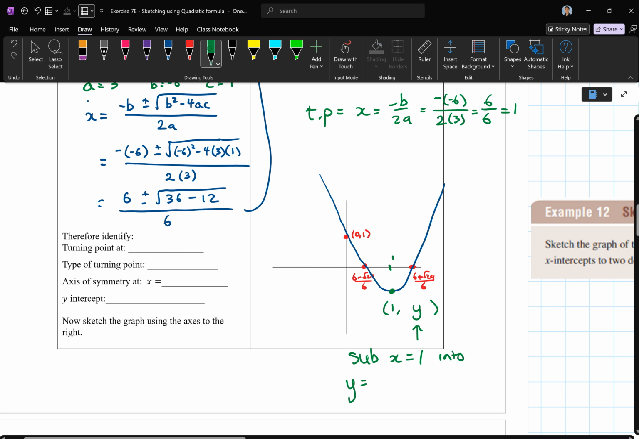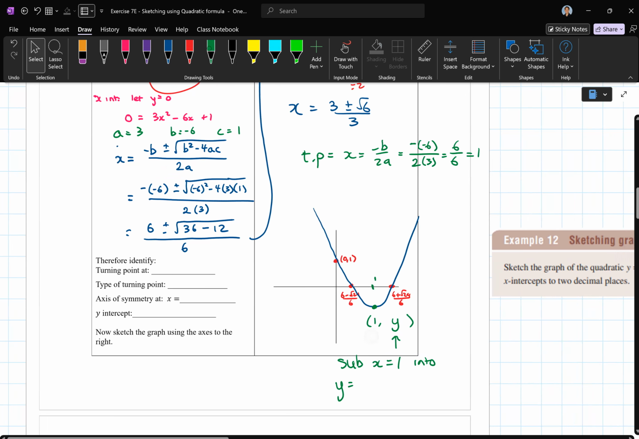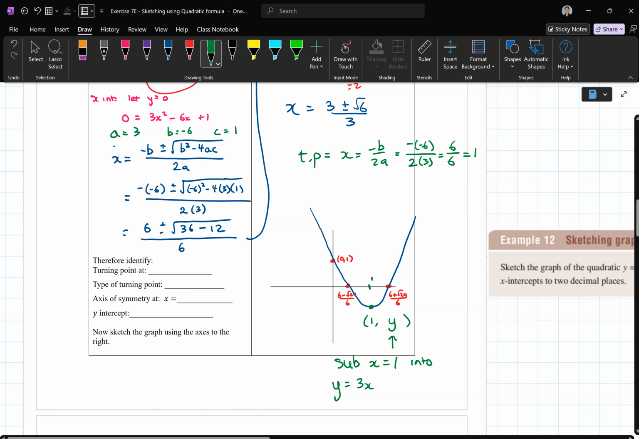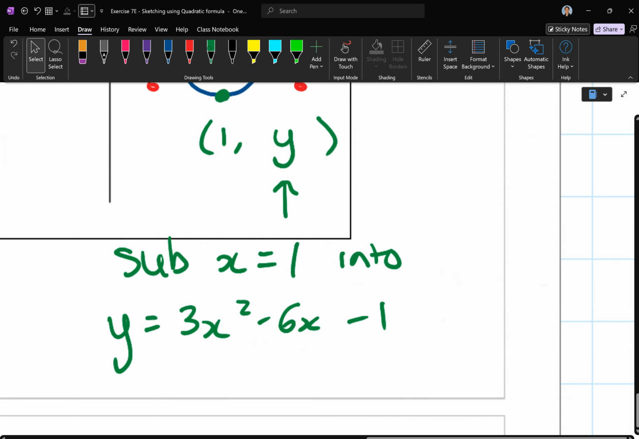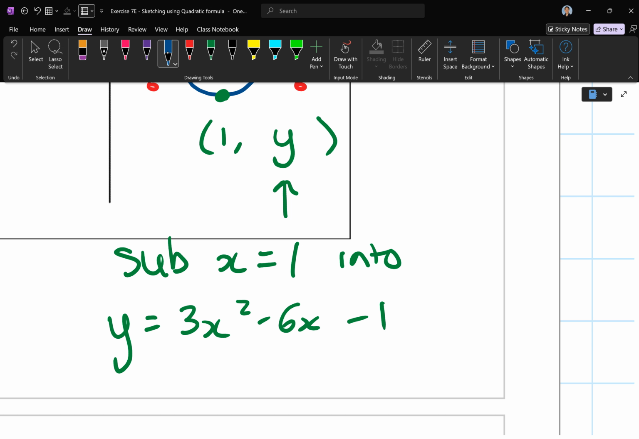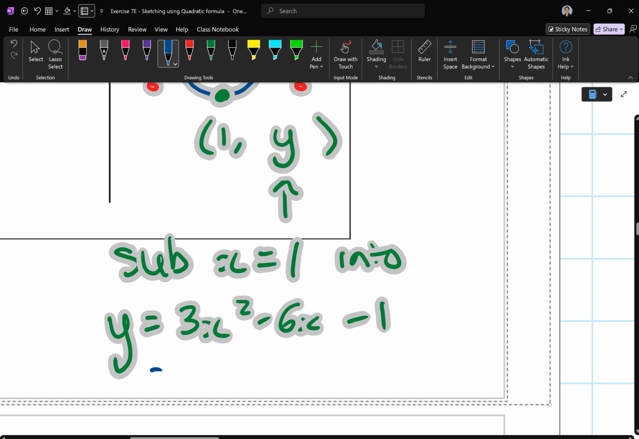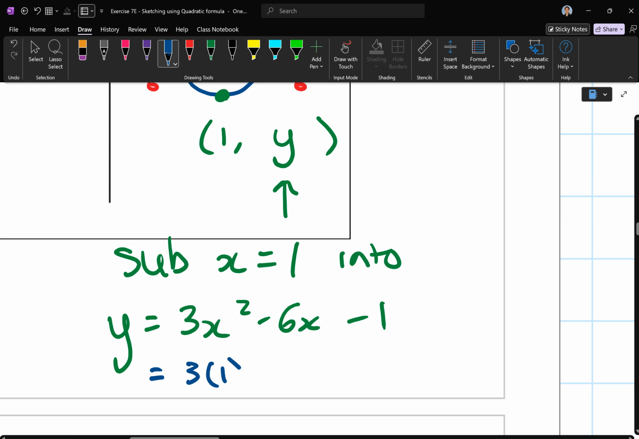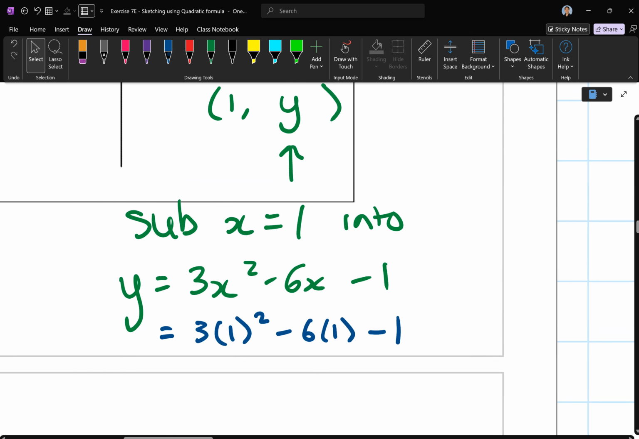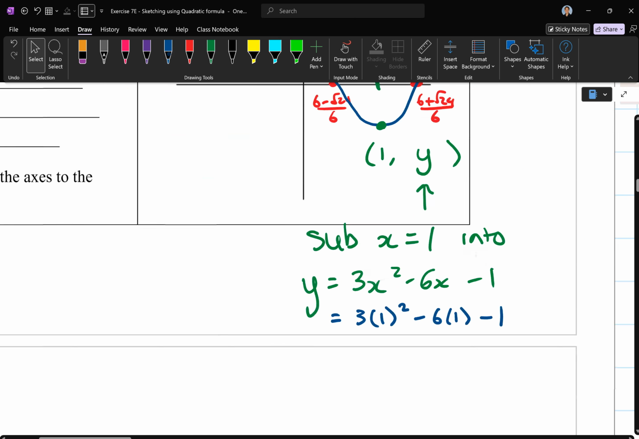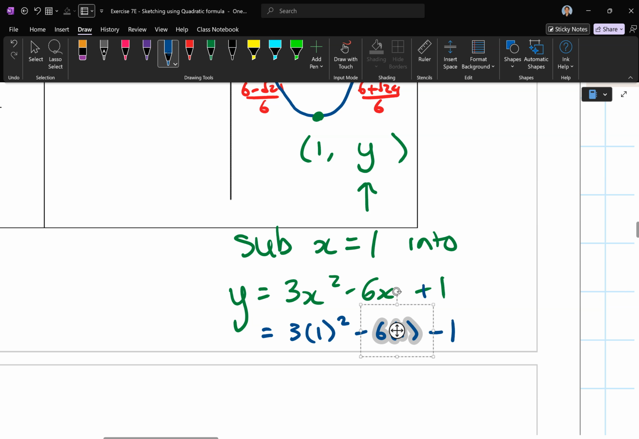So the equation was y equals 3x squared minus 6x plus 1. Can you see why I don't like using the quadratic formula? Because there's a lot of subbing. Whilst it's easy to do, you've got a formula you sub in, it gets really tiring to substitute each time you do. So it's 3 times 1 squared minus 6 times 1 plus 1. Thank you, it was a plus 1.